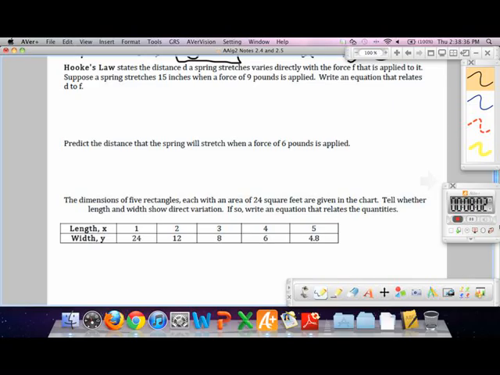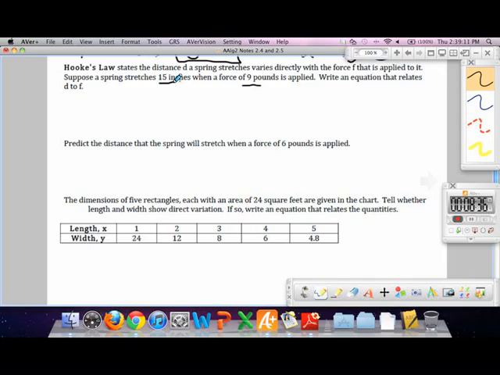It's a quick story problem. It says it varies directly. So it tells you the force, it tells you the distance at which it stretches, and it says it's varied directly. So if it's varied directly, you know that they have to be related by that same law. The distance varies directly with the force. And if I tell you the distance and the force at which you pull, then you can find the constant of variation, and then you could get an equation.